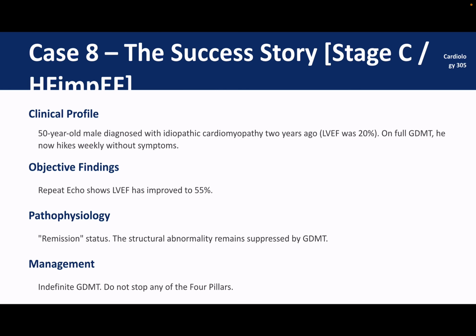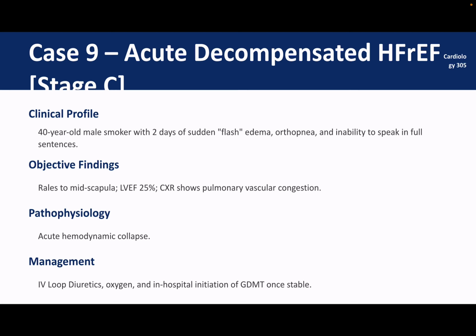The success story: idiopathic cardiomyopathy, EF from 20% to 55% on GDMT, now hiking symptom-free. Beautiful heart failure with improved EF. Stage C, continue indefinite full GDMT, do not de-escalate. The TRED-HF trial taught us a relapse is common. Acute decompensated heart failure will reduce EF.